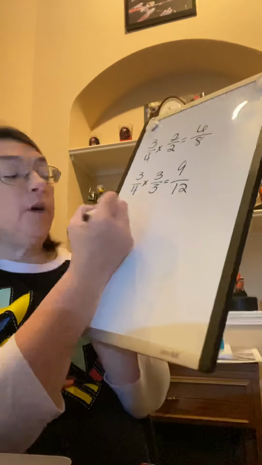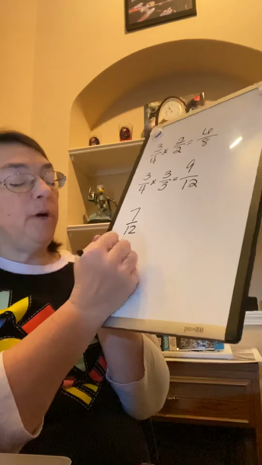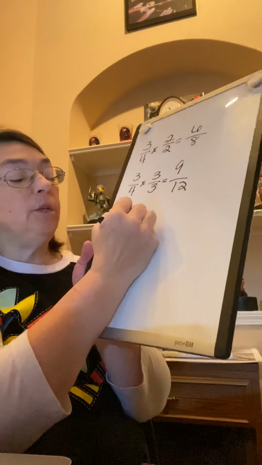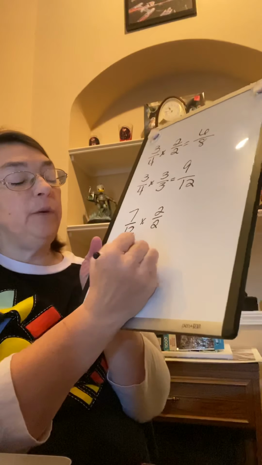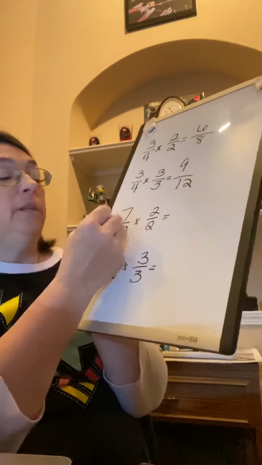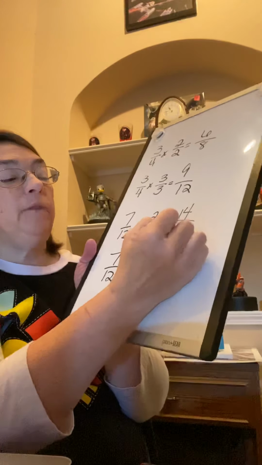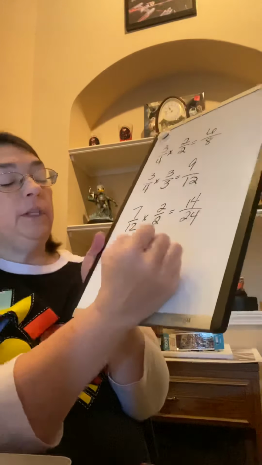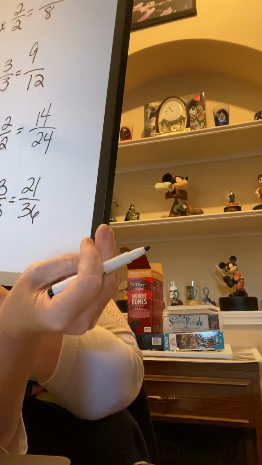Okay, number 21, I had 7 over 12 and 7 over 12. I'm going to multiply this one by 2 over 2, and I'm going to multiply this one by 3 over 3, just to make it easy on myself. 7 times 2 is 14. 12 times 2 is 24. 7 times 3 is 21. 12 times 3 is 36. So I get 14 over 24 and 21 over 36.